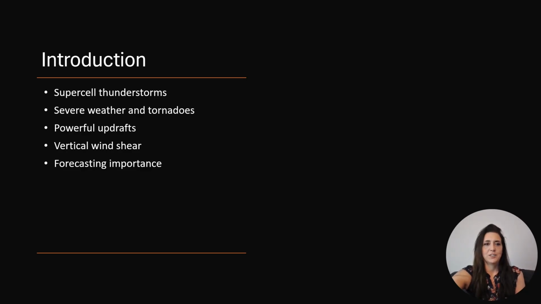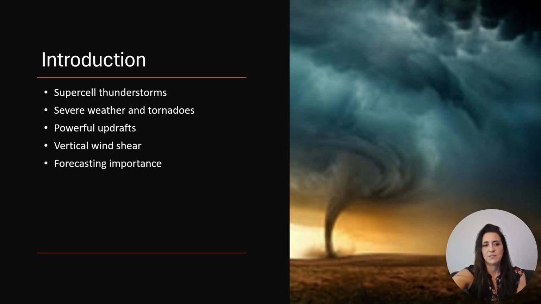Supercell thunderstorms are some of the strongest and most dangerous storms that occur in the atmosphere. They're capable of producing tornadoes, giant hail, intense rainfall, and extremely strong rotating updrafts. One of the major characteristics of supercells is that they form in environments with strong vertical wind shear. Vertical wind shear refers to changes in wind speed or direction with height in the atmosphere.